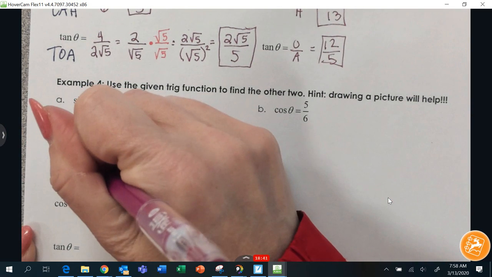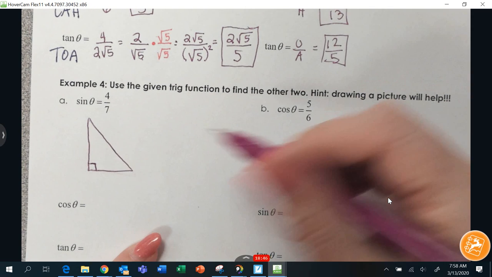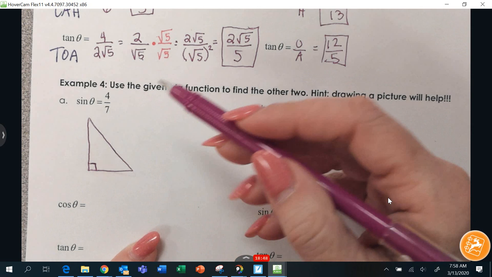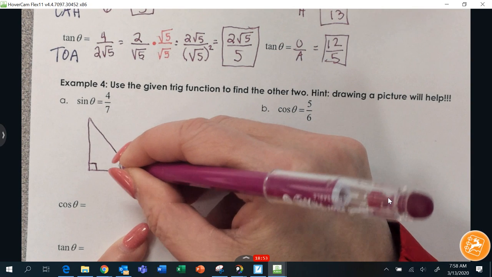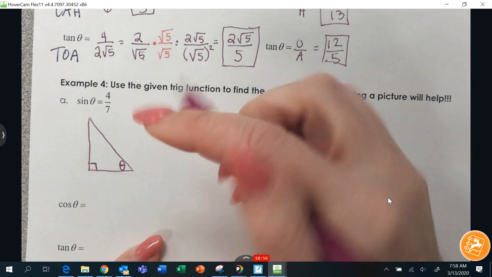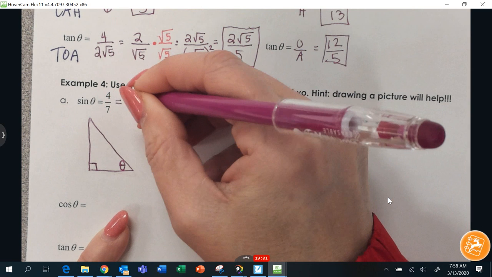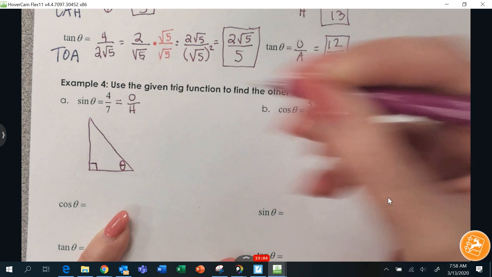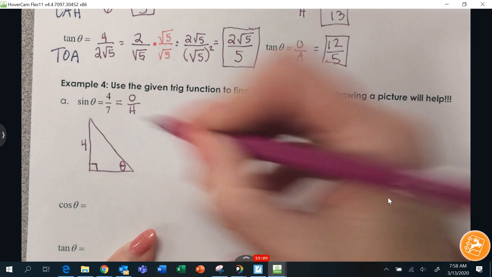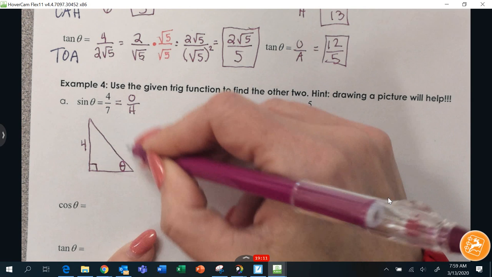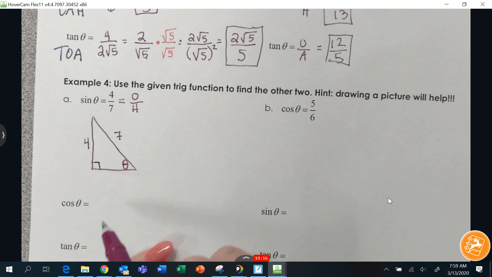I'm going to put a right angle in there. And then I'm going to put theta in one of these angles. It does not really matter which one it is. Just pick one. I'll pick this one right here. We are given the sine is 4/7. The sine is opposite over hypotenuse. So opposite of theta has to be 4. And the hypotenuse of this triangle has to be 7. I have to find cosine and tangent.